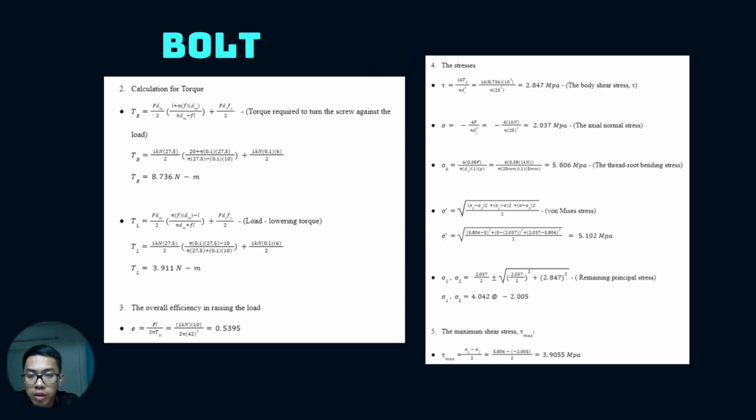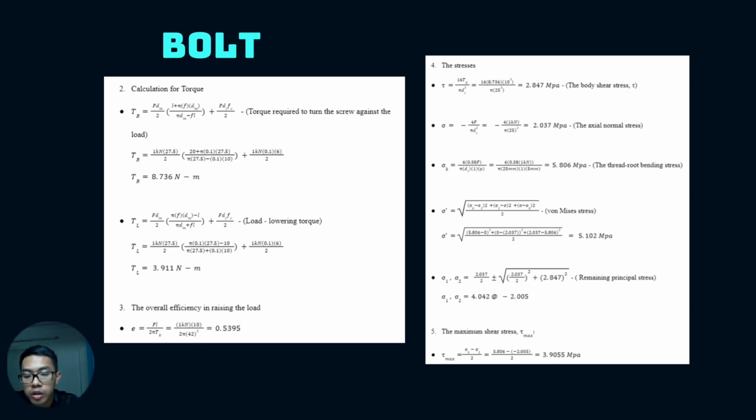Next, we calculate the torque. We calculate the torque that is required to turn the screw against the load, and we get 8.736 Newton meter. And then we calculate the lowering torque for the load, which is 3.911 Newton meter. And then we calculate the overall efficiency in raising the load. We got 0.5395.